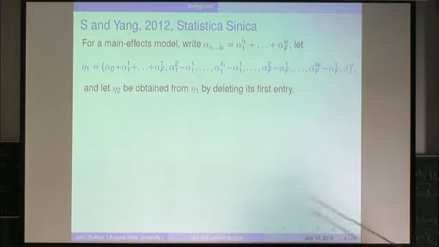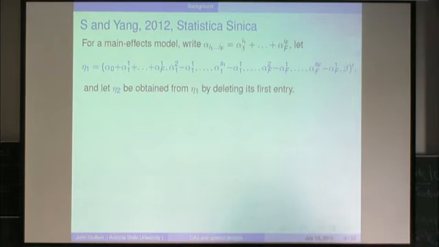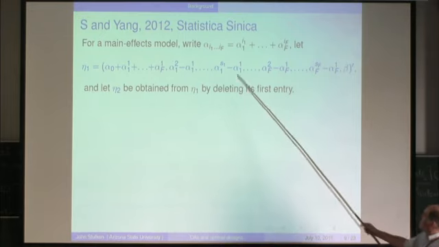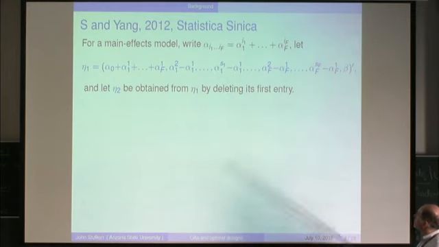So continuing with the background based on this paper. For a main effects model, the alpha for cell i, for cell i1 through iF, can just be written as a sum of alphas, where essentially all of these correspond to main effects of the different factors.